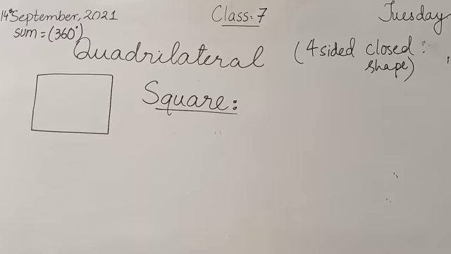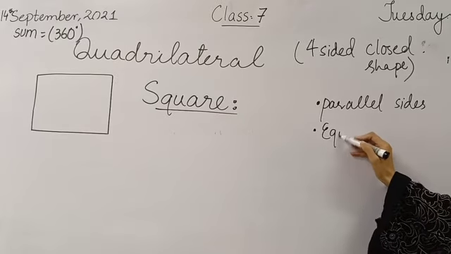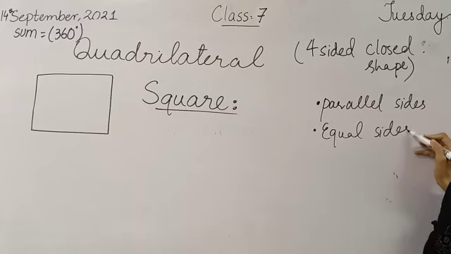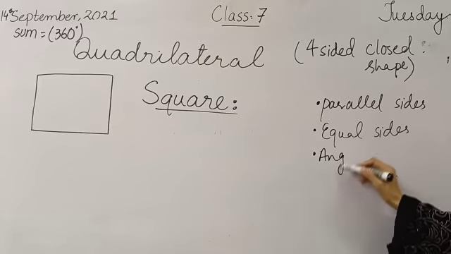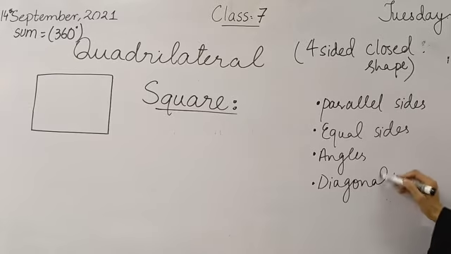parallel sides, equal sides, angles, diagonals, and different other properties which you can observe in this quadrilateral. A quadrilateral is a family name, and these are its categories: square, rectangle, trapezium, rhombus, kite, etc. Okay? The first one is square.